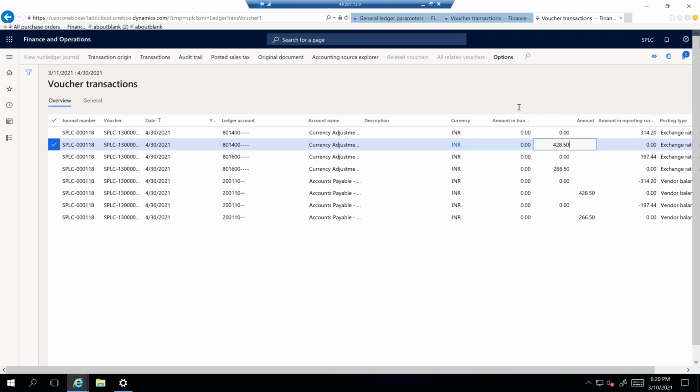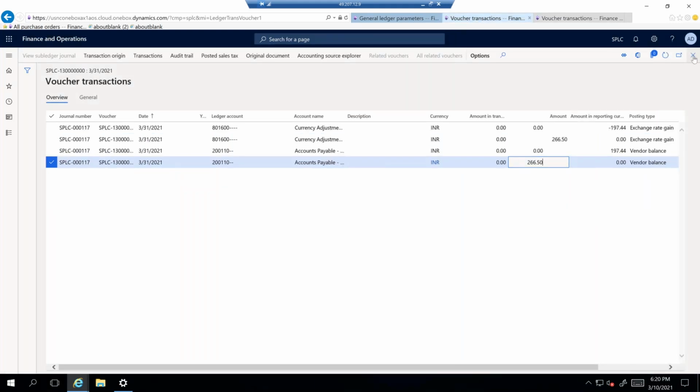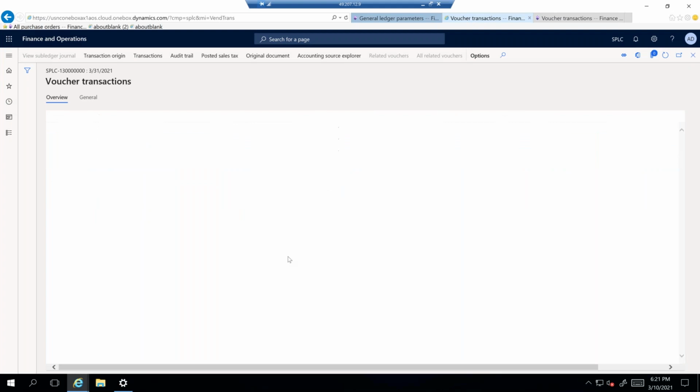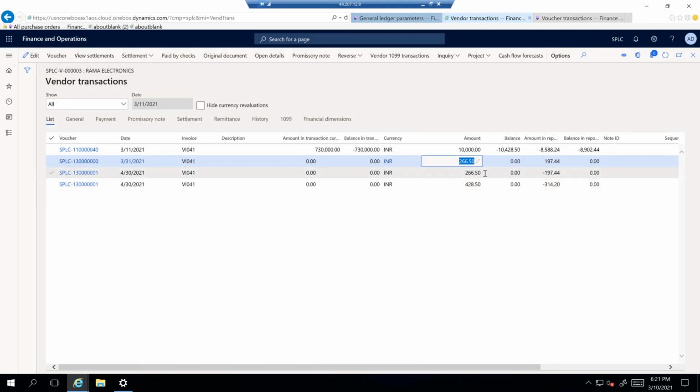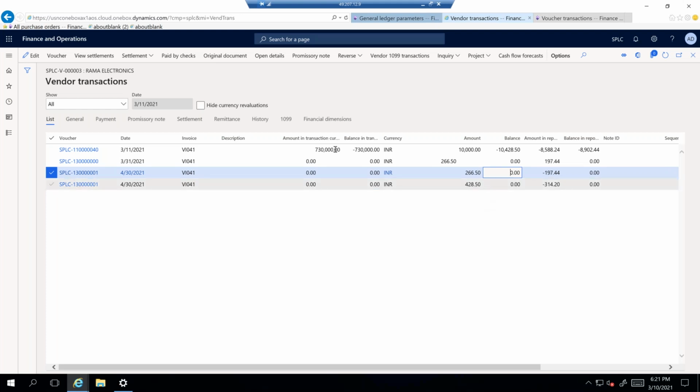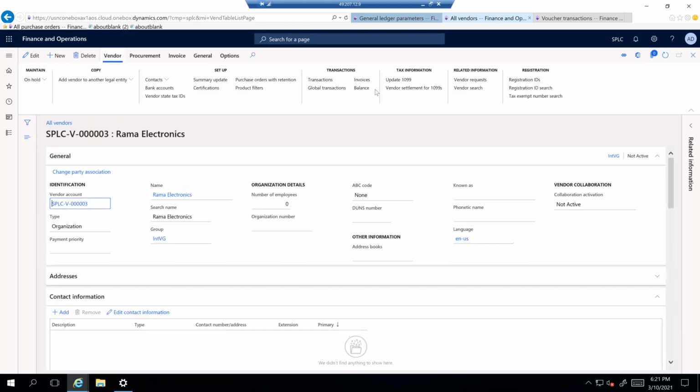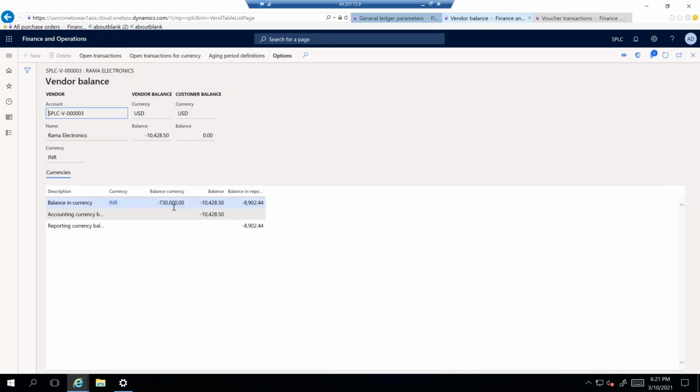Now, if you go to the voucher transactions, voucher balance, vendor balance, if you refresh, there is one more transaction posted. This is reversed. Earlier it is debit, now it is credit. Earlier it is debit, now it is credit. Now one more debit transaction is posted. Now if you verify the balances, it will show as per the new balance.